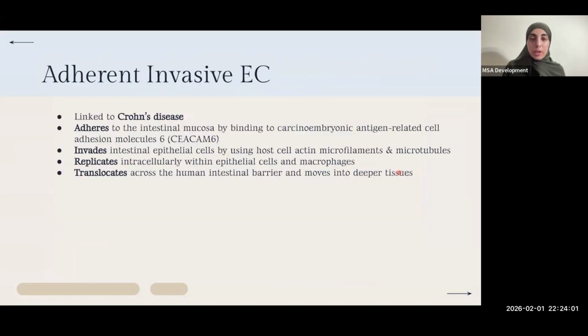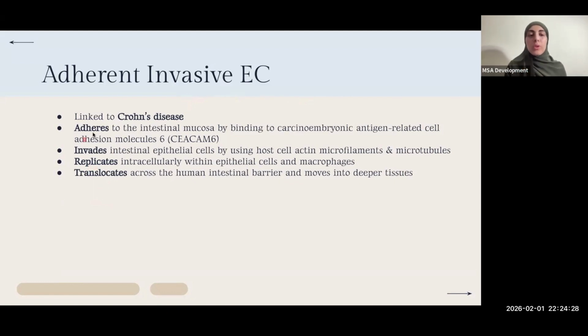And we have another type of E. coli, which I think is the last one. Yeah, it's the last type of E. coli, which is adherent invasive E. coli. This one is more linked with Crohn's disease. Okay, you have from the name adherent invasive, so there's adhesion. The E. coli adheres to the intestinal mucosa, and then it invades, from the name invasive, and it will start to replicate and then destroy the barrier.